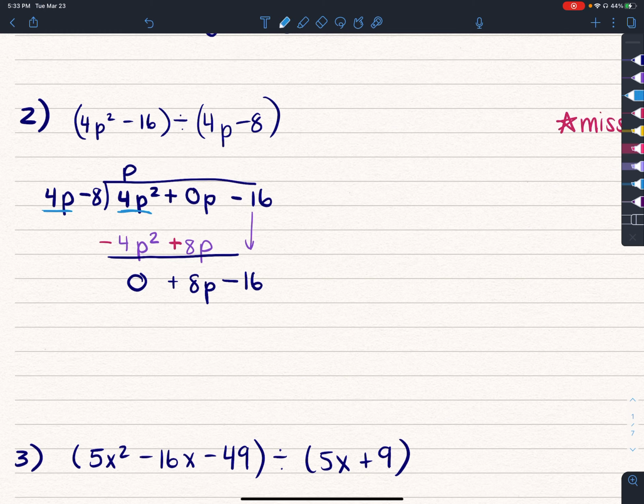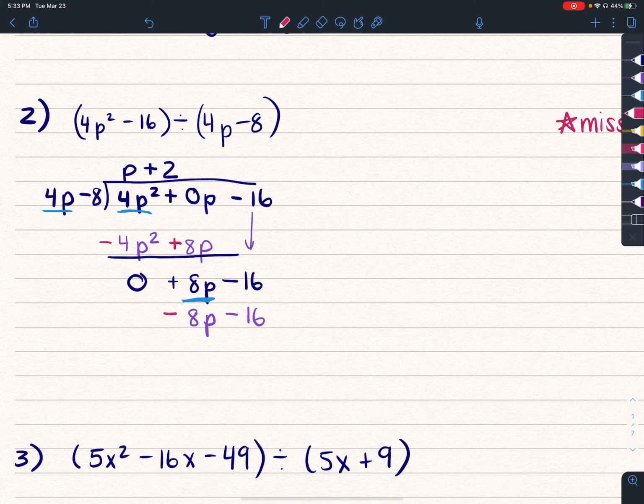Here I'm looking at my 8p, that's my first term and my first term. I'm asking myself, well, what do I have to multiply 4p by in order to get 8p? That would be 2. So we're doing plus 2. 2 times 4p gives us 8p. 2 times minus 8, that gives us minus 16.